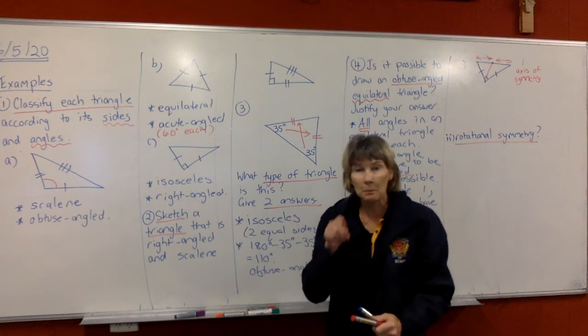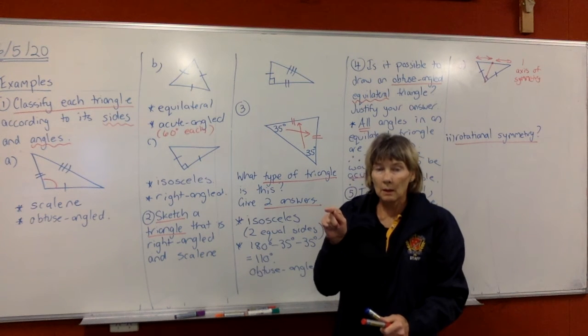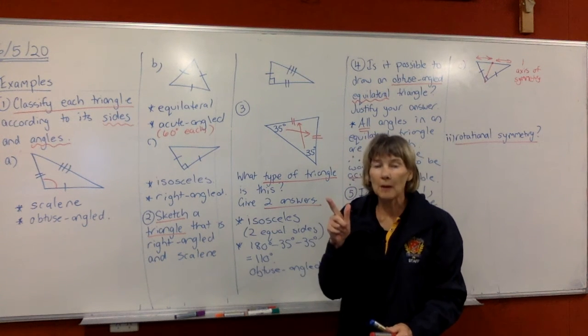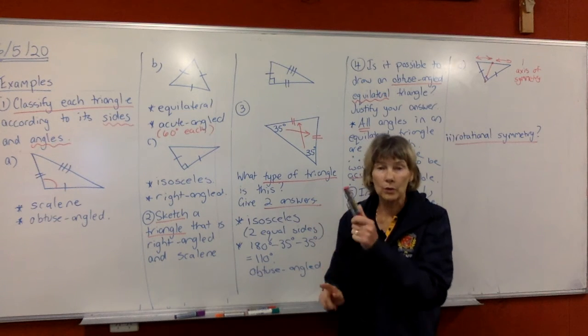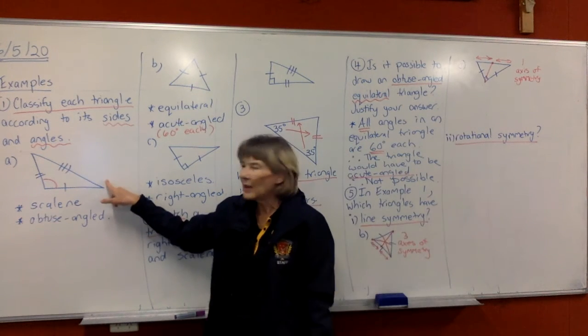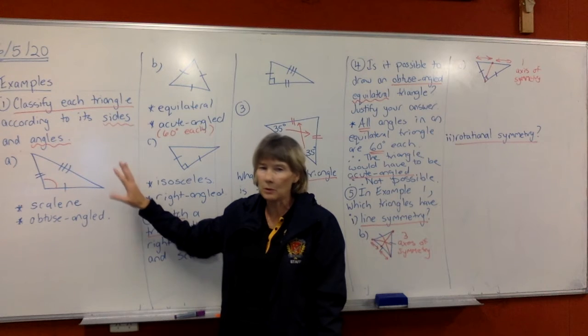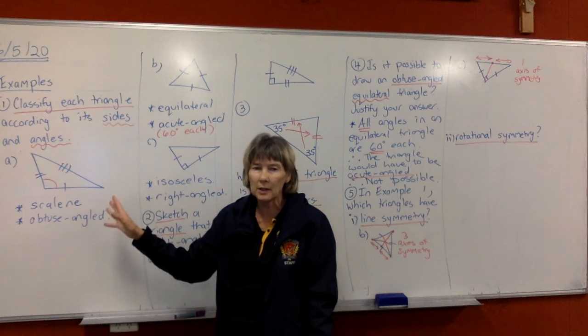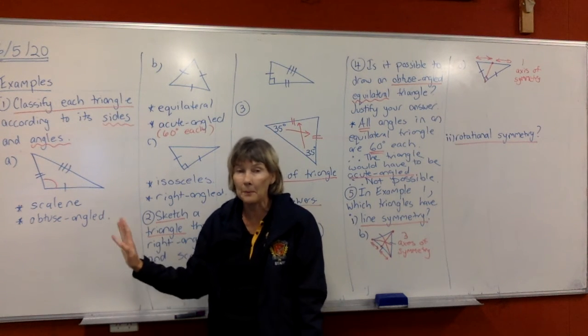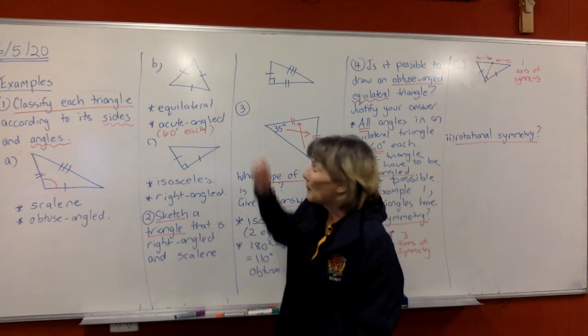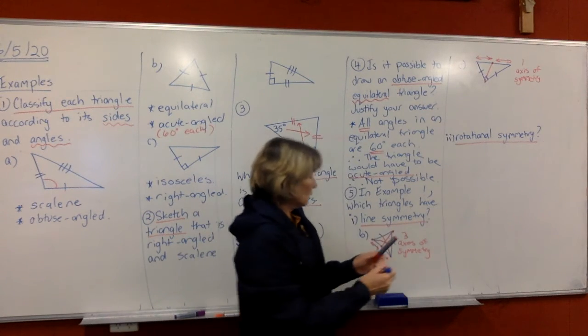So remember that's when you put a centre point, and we're going to spin the shape around and see if it falls on top of itself. That's not going to work for rotational symmetry. We've got three different side lengths. Nothing's going to fall on top of itself there. I hope you can see that. In B though, it will.